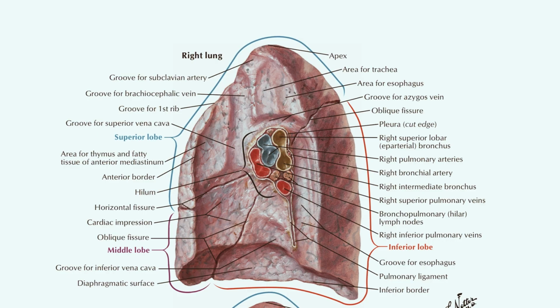The main grooves which we can identify here are the groove for the azygos vein arching over the hilum, groove for SVC and the brachiocephalic vein, groove for esophagus, and finally the site for the cardiac impression.